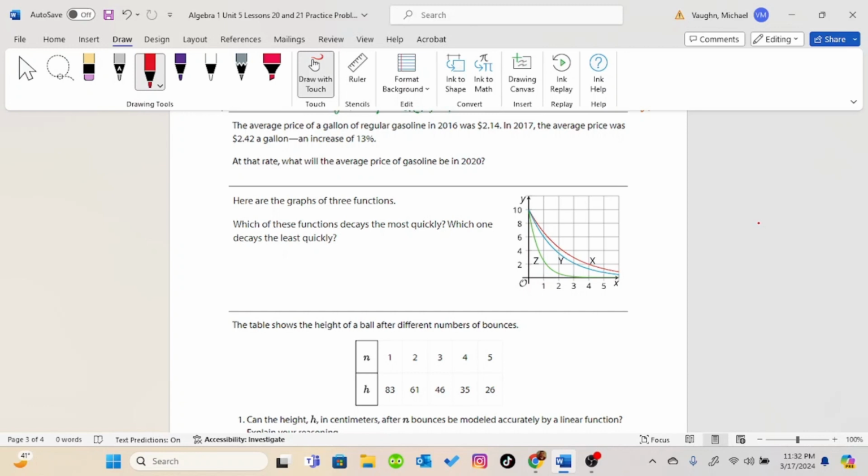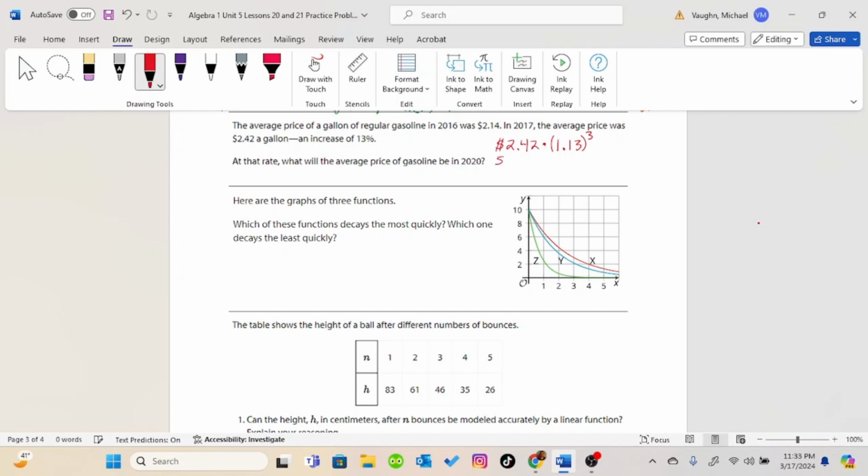So we can use the price in 2017, which is $2.42. We will multiply that by 1.13. The 1 represents maintaining the $2.42. The 0.13 represents increasing it by 13%. Now we want to go from 2017 to 2020, so our exponent needs to be 3.